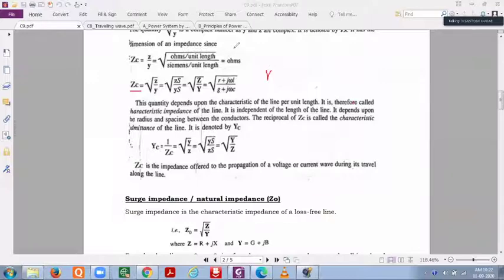Sorry, better I'll write it. If I consider your resistance 0 and your conductance 0, what I'm doing is considering the resistance and conductance of the line as 0. Resistance and conductance being 0, it is nothing but a lossless line, right?